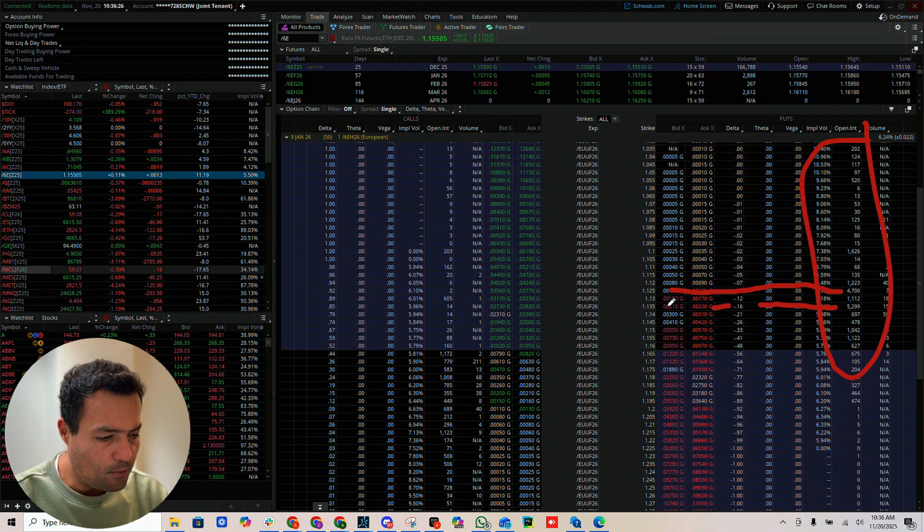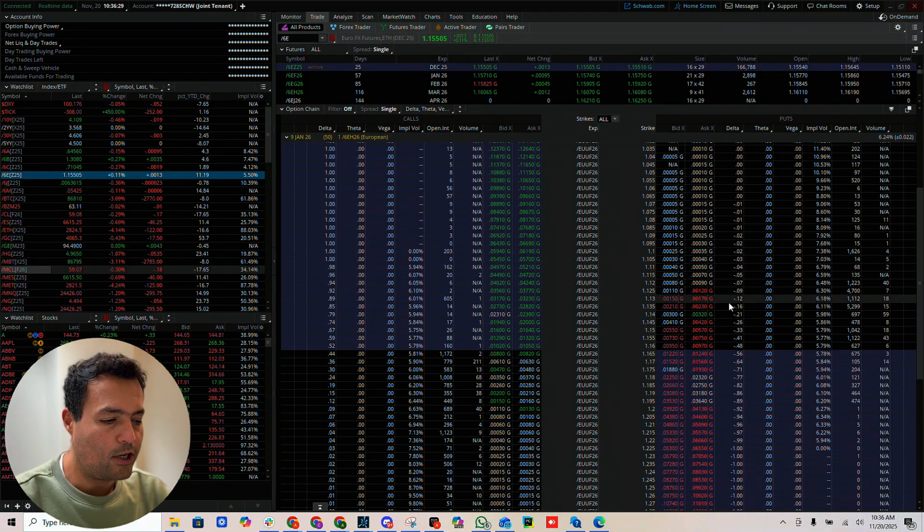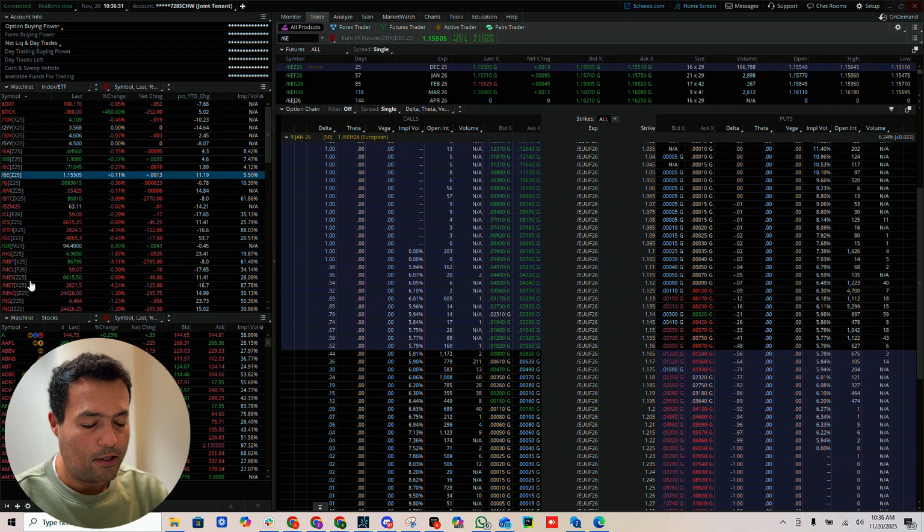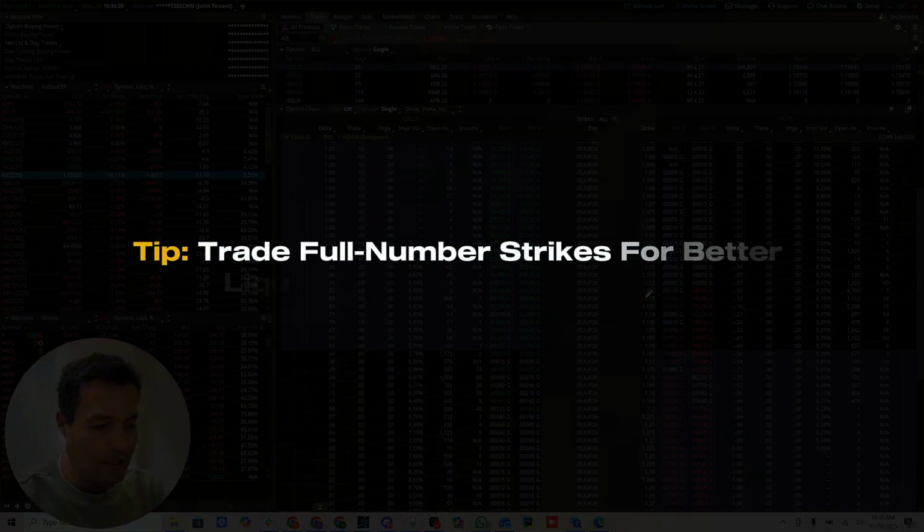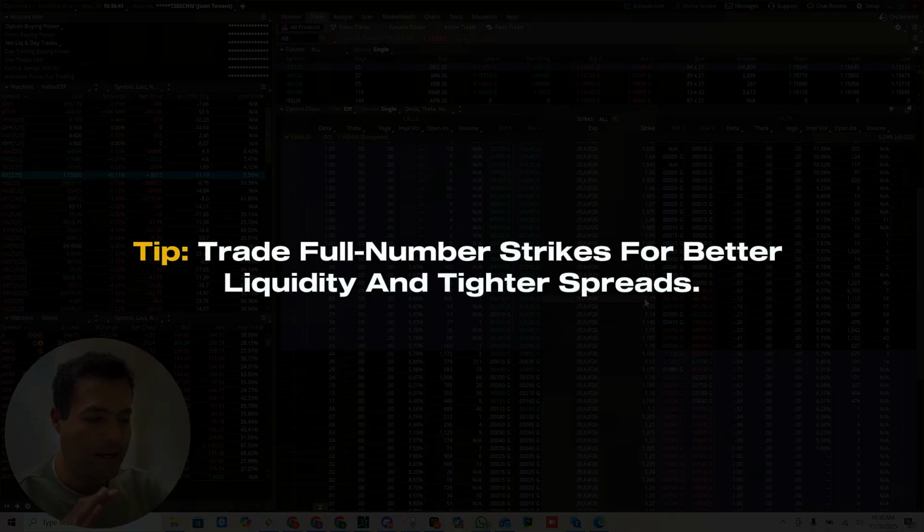The highest ones are at 1.135. So I usually trade the full numbers, meaning I don't trade the 0.5s. I trade 1.12, 1.11, and similarly 1.13 and all those. Okay, so based on that, we will take a trade today, which is 50 days out. We'll try and get it filled in this video. Let's see how that goes.